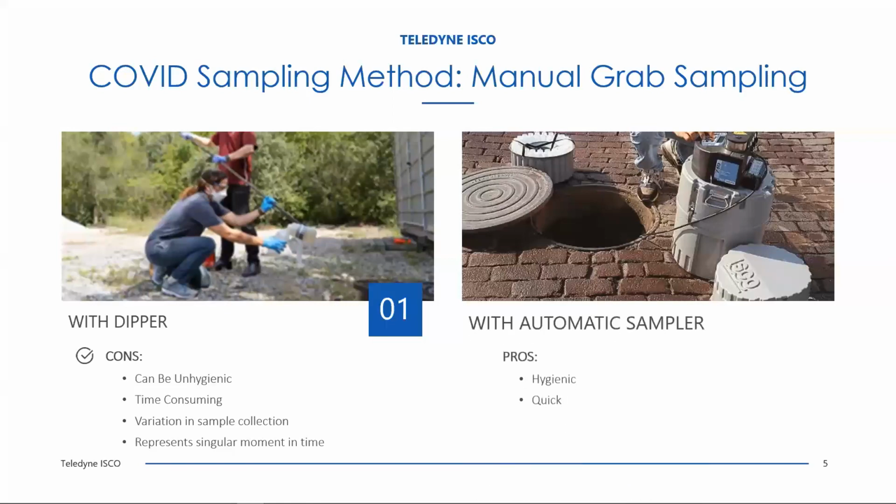The other methodology is using an automatic sampler. As there is no personnel becoming directly in contact with the act of collecting that sample, it is more hygienic. It is also quick and easy and less time consuming because once you've deployed the sampler, it does the job. The cons involved with this is elevated cost because equipment would need to be purchased.